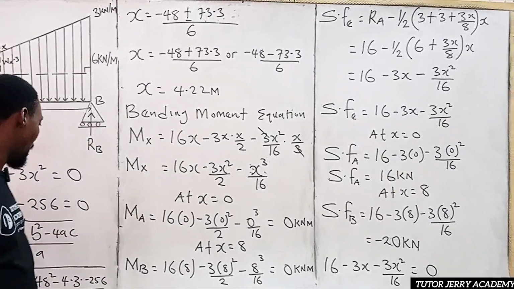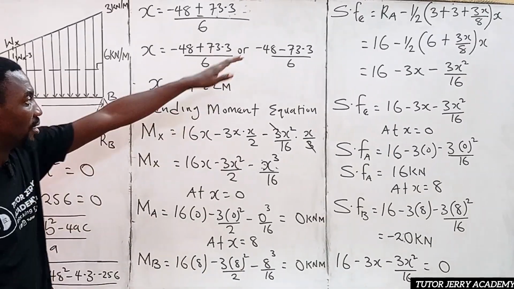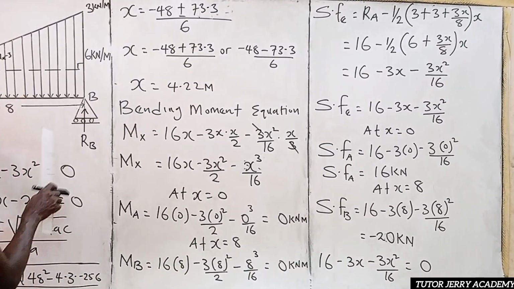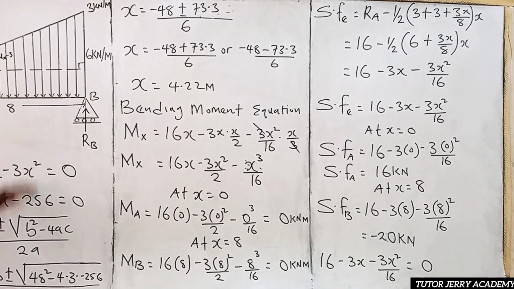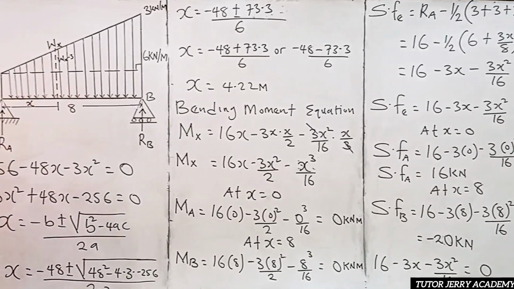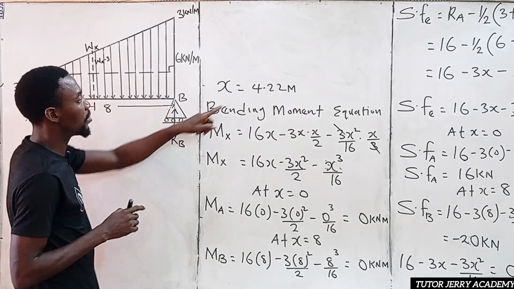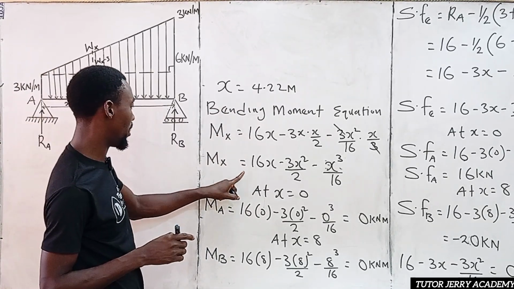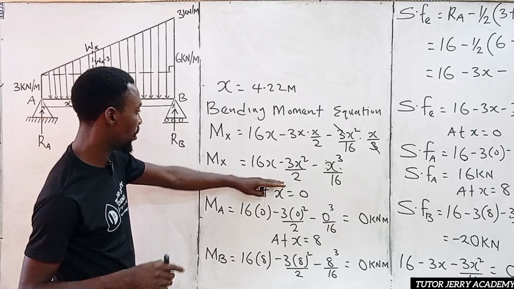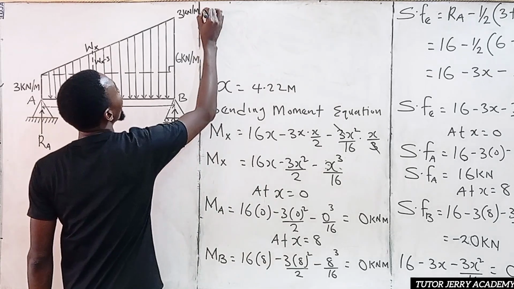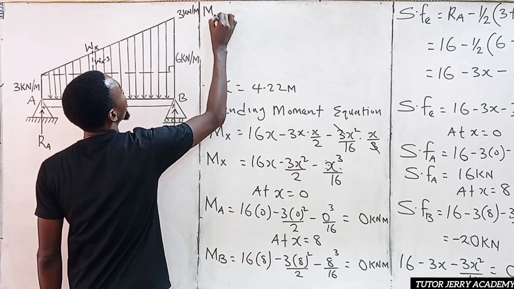bending moment. All right, so I'm going to clean this side, and I will be cleaning everything that we have here so that we can draw our shear force and bending moment diagram. So now we are going to substitute 4.22 in our bending moment equation, which is this. We are therefore going to have the maximum bending moment.